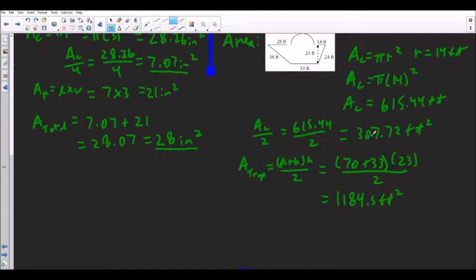Now we're not done because we found the area of the circle and the area of the trapezoid. What we have to do is add them together. So area total is equal to 1184.5 plus 307.72. And what that is, 1,492 feet squared.